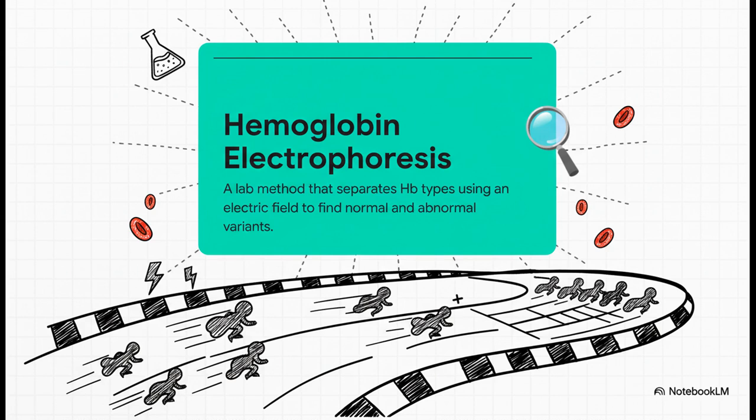The best way to think of it is like a race for proteins. We apply an electric field, and different hemoglobins start to move. Because a genetic mutation can swap out an amino acid, it changes the protein's overall electrical charge. This means they move at different speeds, separating out into these neat, distinct bands. It lets us see exactly what's there, and just as critically, what isn't.